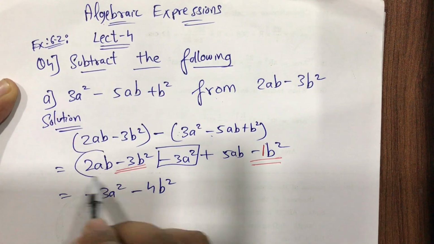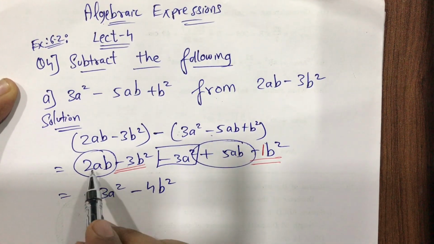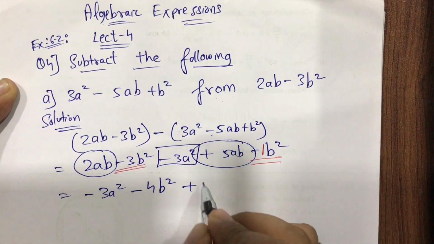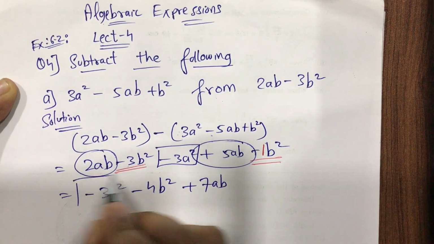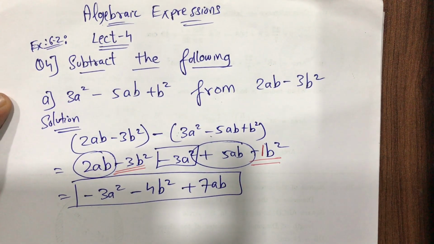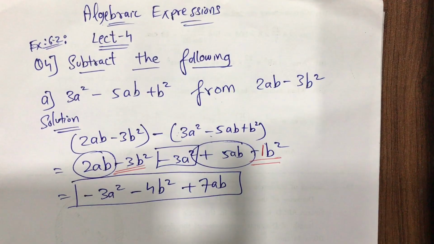And this is plus 2ab, and this is plus 5ab. Plus 2ab plus 5ab becomes 7ab. So plus 7ab. That's it, students. This is the answer. Hope you understood this. Please pause the video, students, and complete it fast.